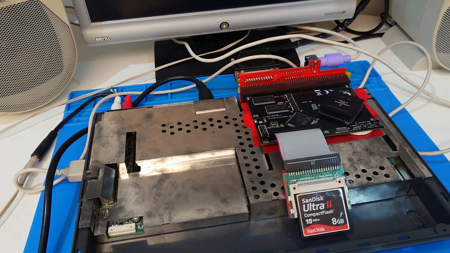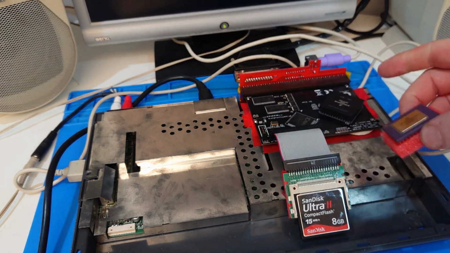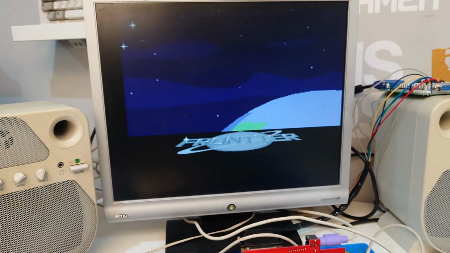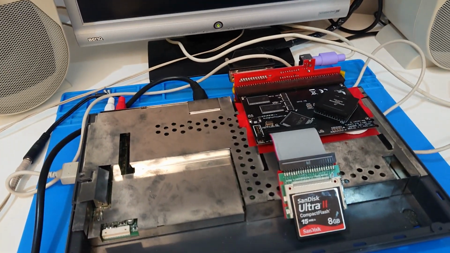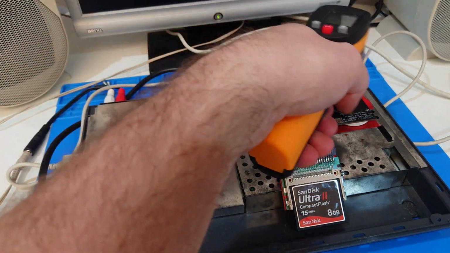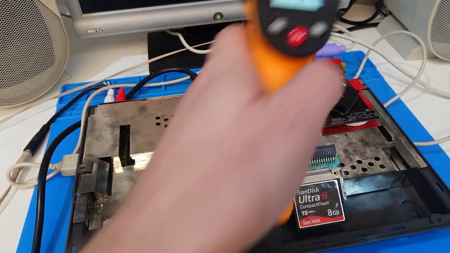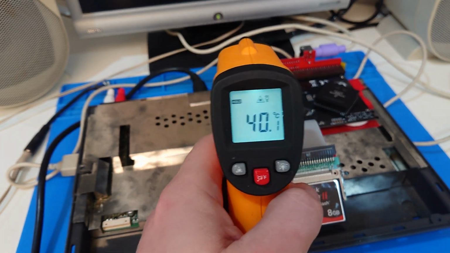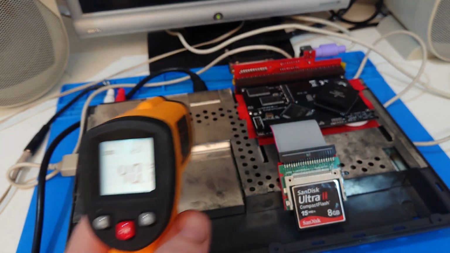Now, before we jump in and swap out to the 120 MHz crystal, let's first of all try this chip on here at 108, just to make sure it works okay at that speed. And also let's compare temperatures. This thing has been running the Frontier demo, the intro, for about 20 minutes or so. And it is currently sitting at about 40 degrees. That was the maximum temperature we read before on this chip.